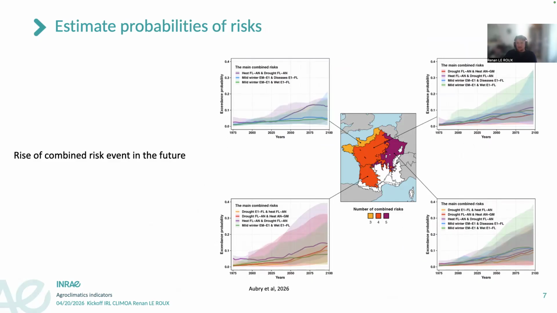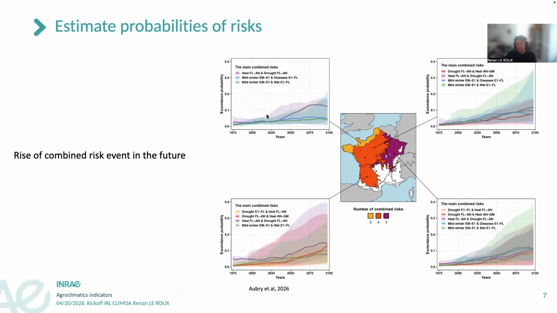A quite new methodology we developed inside Agri4Adapt and inside the PhD thesis of Maël Aubry, which I supervised, is how to estimate the accident probability of risk. So here it's the probability that two risks arrive in the same year, compared to the 10% worst years we've got in the past.